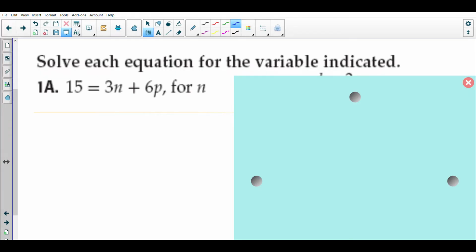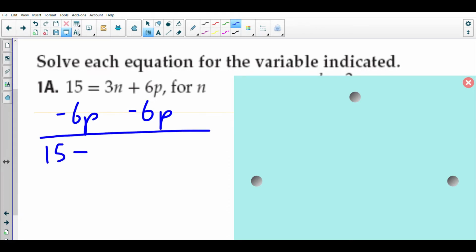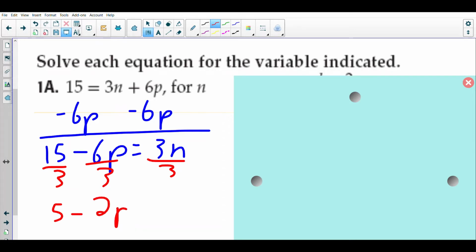So to isolate, we need to move the p variable away from the n. So we got to subtract p from both sides. So we get 15 minus 6p is equal to 3n. And then, just like before, solve for n, divide both sides by 3. And I'm going to divide everything by 3. So I get 5 minus 2p is equal to n. And n is isolated, so there we go. I have now solved for the specific variable.